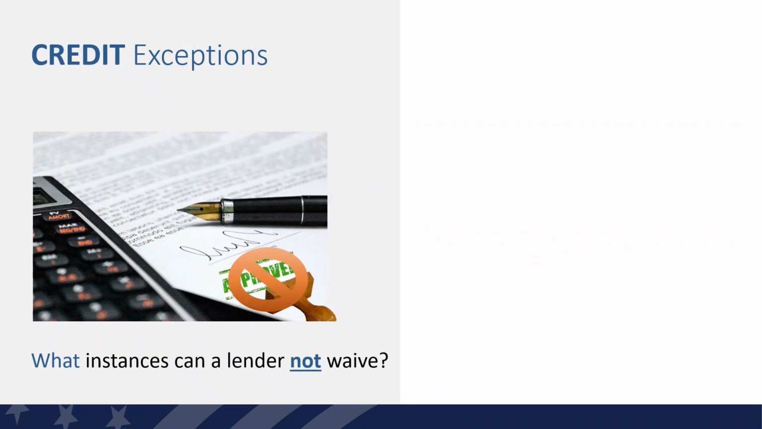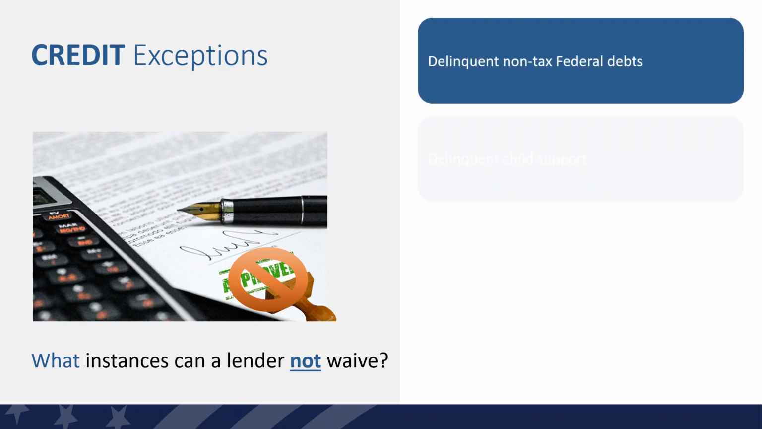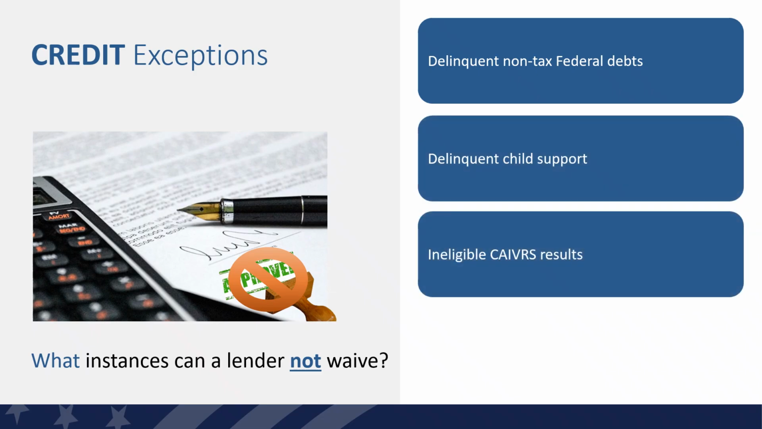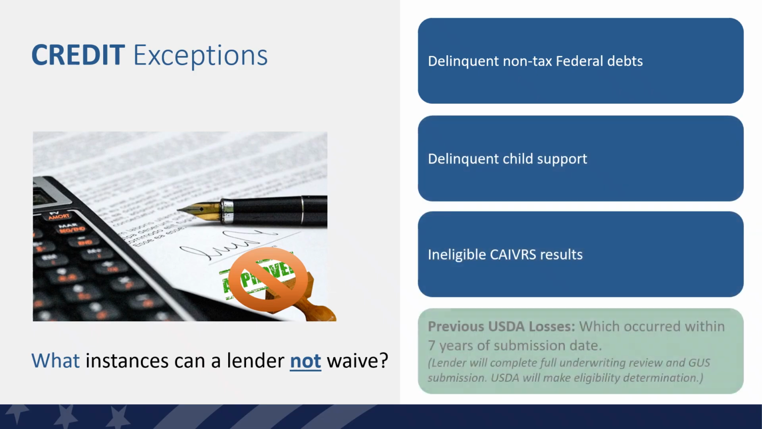Lenders may have additional overlays or more stringent credit requirements. Now, there are a few instances of adverse credit that a lender cannot waive, and those include delinquent non-tax federal debts, delinquent child support, and an ineligible Waivers result. In cases where there was a previous USDA loss that occurred within 7 years of the loan submission date, only USDA can waive that adverse credit.